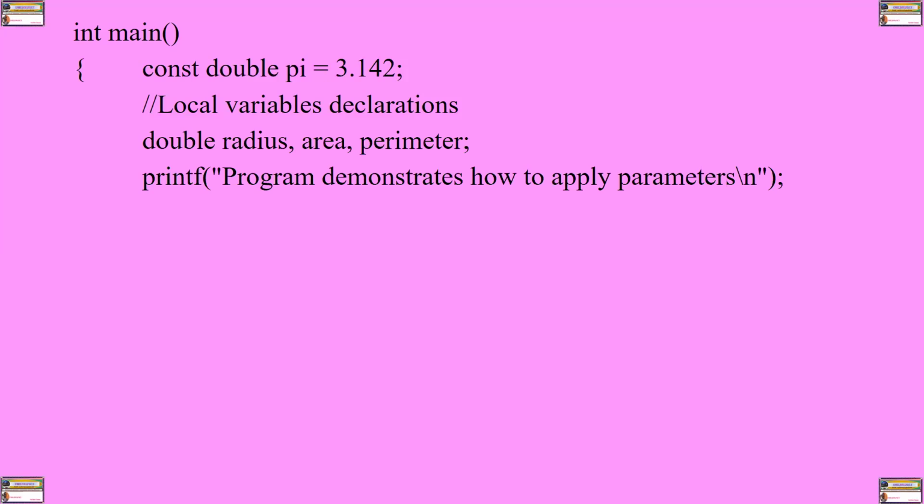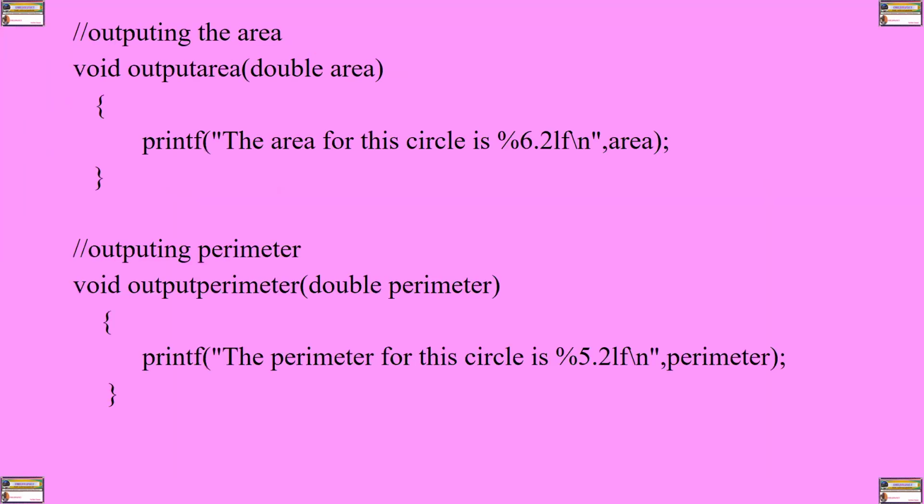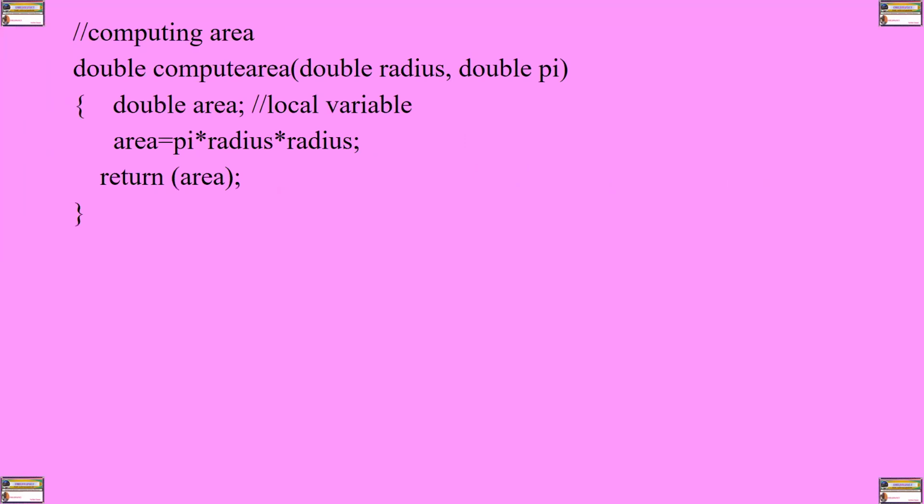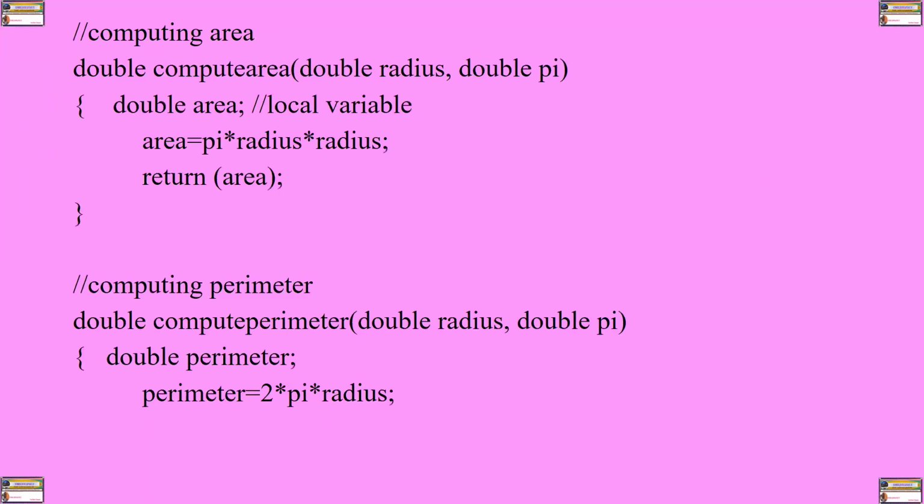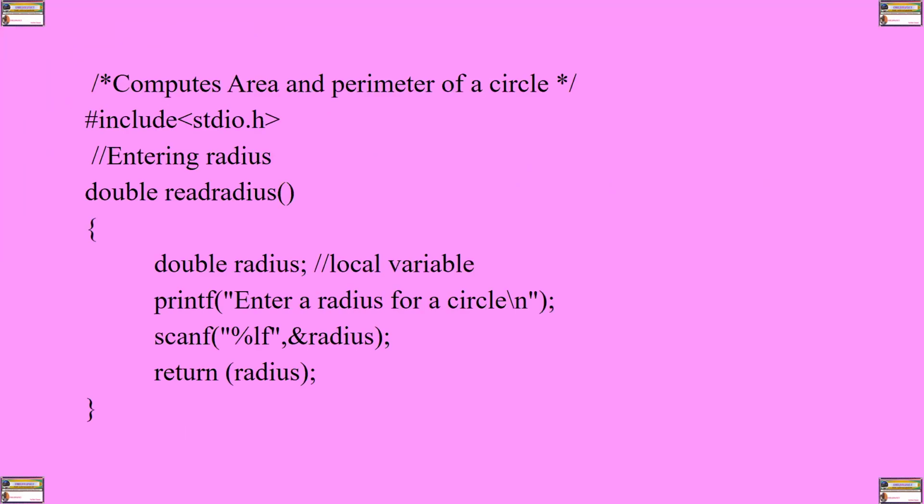Then we display the following statement on the screen: Program demonstrates how to apply parameters. Then we now have what we call the function call statements. Now, when the processor encounters this statement, this is what it means. It is telling the processor, go and look for the function called read radius, and execute it. So once that statement is invoked, the processor will come to this point.